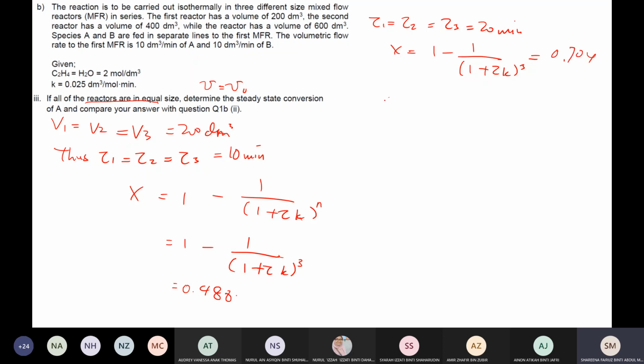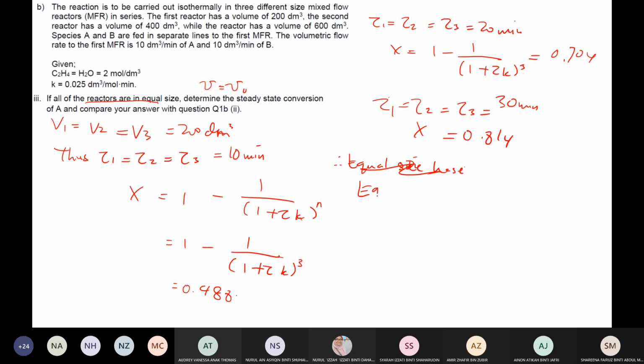Okay, so let's say nak tahu lagi trend dia, kita increasekan pula tau is equals to 30 minit. So XU akan dapat around 0.814. Okay, so what we can conclude is equal size has equal conversion, and higher tau has higher conversion. Okay, so inilah jawapan dia.